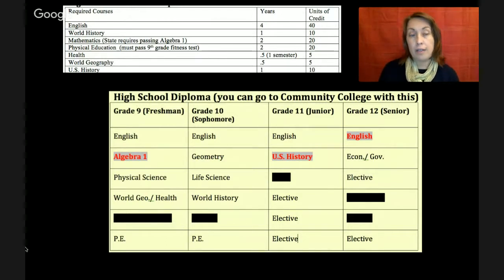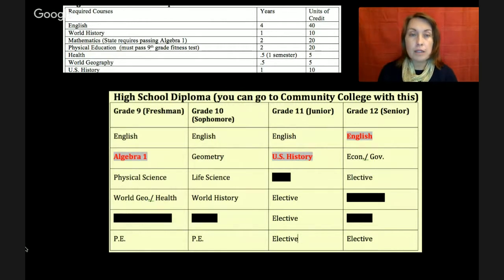Next, you'll see health on page 2, and it says that it's a 0.5, which means that it's only 1 semester long. So is world geography. It's also a 0.5. So if you look on the freshman column, the grade 9 column, you'll see that I have each of those listed. That's because you could take world geography 1 semester and health the 2nd semester and take care of both of those requirements. Now, if you fail either one of those, you have to make up those classes.